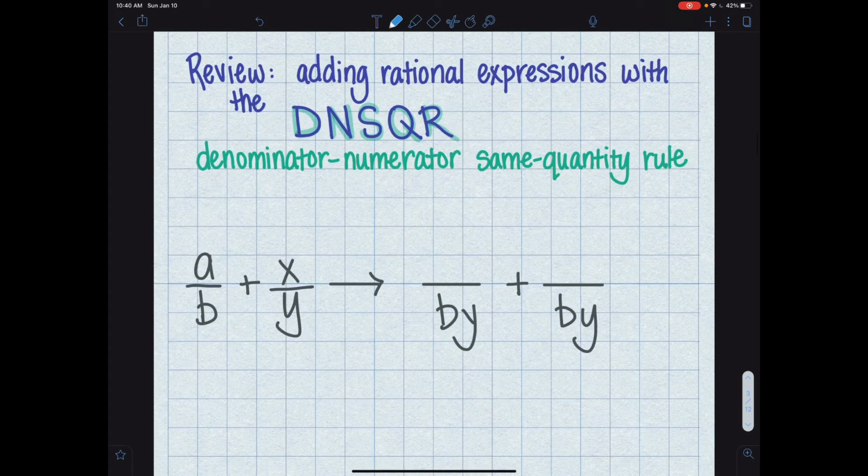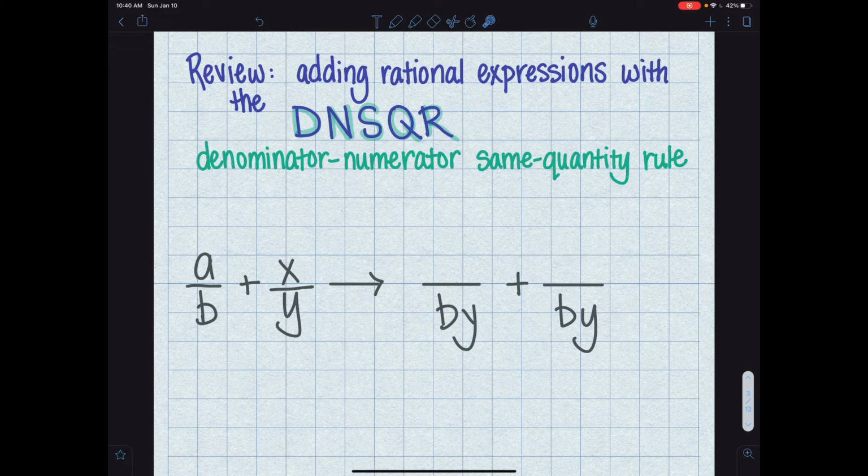Now, this one's the review that I was getting to. We're going to add rational expressions with the de Nuesquisser rule. Remember the de Nuesquisser rule? It's the denominator, numerator, same quantity rule. I know you know it because you've been doing it in all of your homework. You just maybe don't remember the name, but it's the denominator, numerator, same quantity rule.